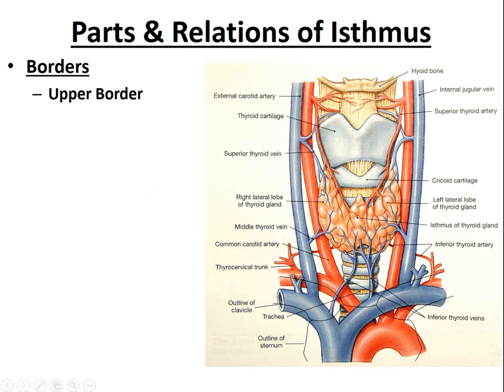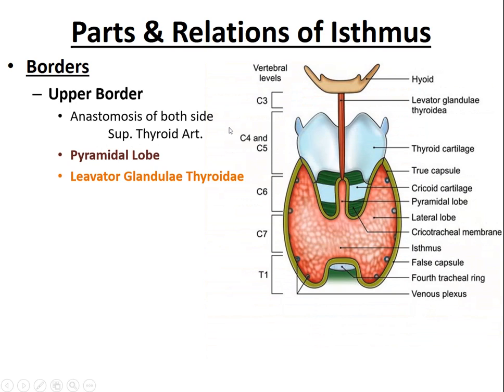Now the borders of the isthmus, the upper border and lower border. In the upper border, it is related with the anastomosis of the superior thyroid arteries of each side. And sometimes it shows a triangular projection that is known as the pyramidal lobe. And in that pyramidal lobe, sometimes a fibromuscular band is attached from the pyramidal lobe to the hyoid bone, and that is known as levator glandulae thyroideae.